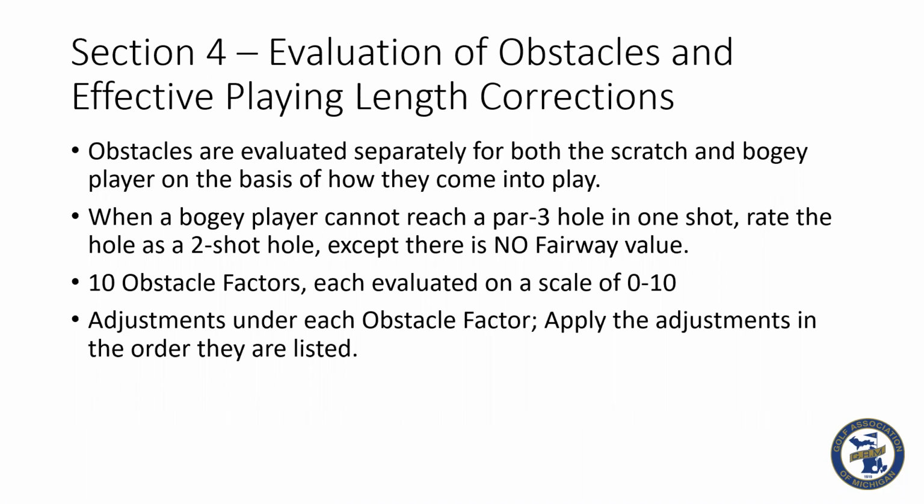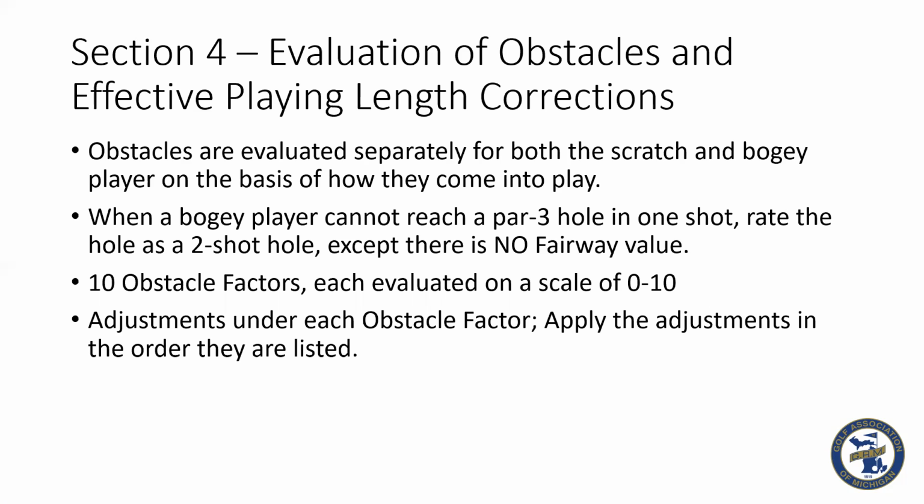Obstacles and effective playing length corrections. We look at obstacles separately for both the scratch and the bogey player, on the basis of where they come into play or where their landing zones are. We have a specific adjustment or procedure. What happens when a bogey player can't reach a par 3 or a 1-shot hole? We'll rate the hole as a 2-shot hole, with the one exception that there won't be a fairway value. This will actually be built into the form, so you'll see a 0 on that fairway. You don't need to worry about that, but just keep in mind that for a par 3, there is no fairway value, even if the bogey player can't get there in 1 or in 2.